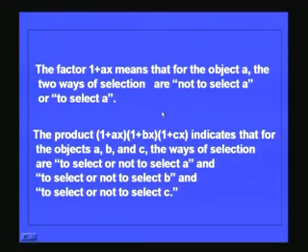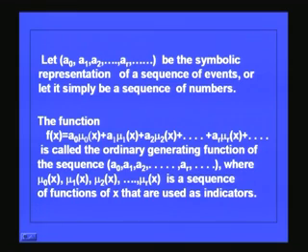In general, if you have a sequence a0, a1, a2, ..., ar, be the symbolic representation of a sequence of events, or let it be simply a sequence of numbers, then the function f(x) = a0 mu0(x) + a1 mu1(x) + a2 mu2(x) + ... + ar mur(x) is called the ordinary generating function of the sequence a0, a1, a2, ..., ar, where mu0(x), mu1(x), mu2(x), ..., mur(x) is a sequence of functions of x that are used as indicators.